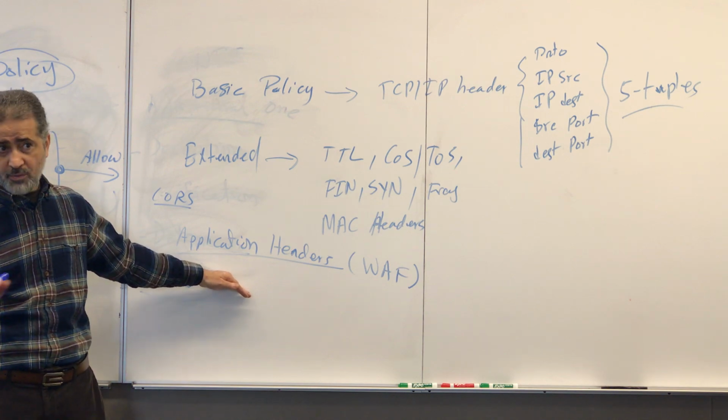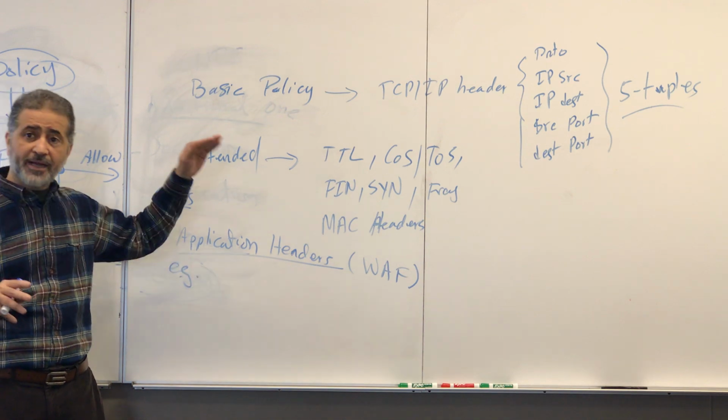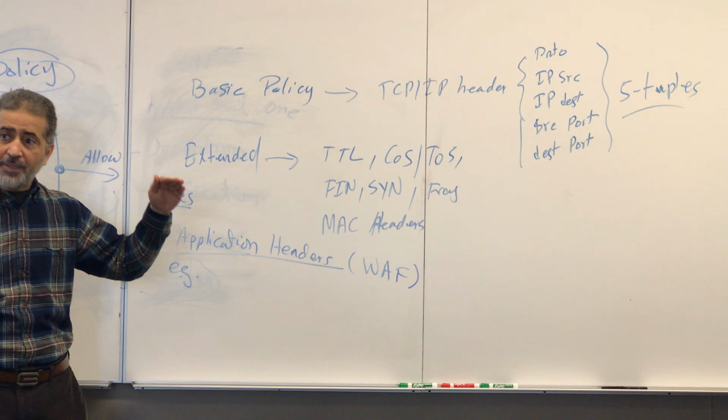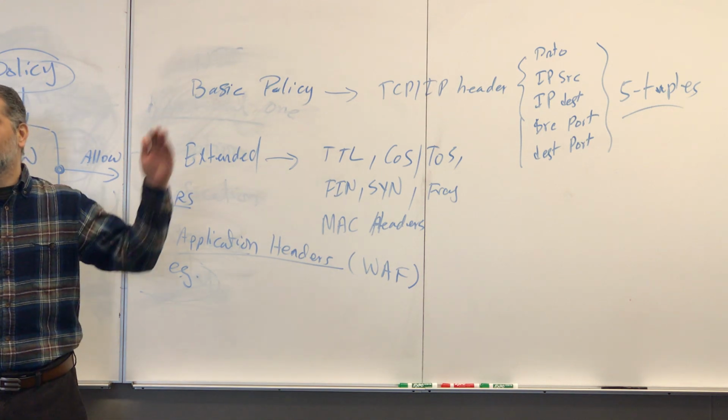We'll never look there, we'll never cross the headers. There are three kinds of headers. There's a MAC header, there's a TCP/IP header, and there's an application header. It's fair game for a firewall to look at any one of them.